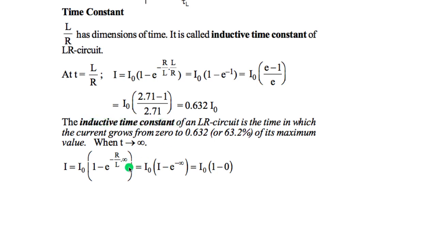When time t becomes infinity, how much current is in the circuit? If you substitute the value of t as infinity in the growth current equation, we get e to the power minus infinity, which is 0. We get the current equal to I naught only. We get the maximum current at infinite time. This is the time constant.